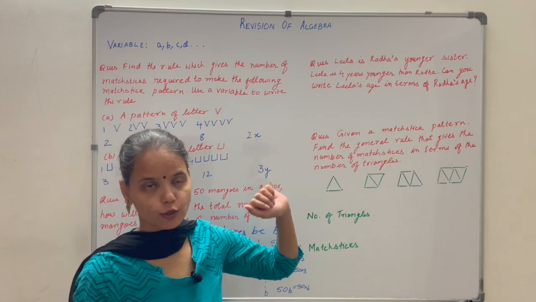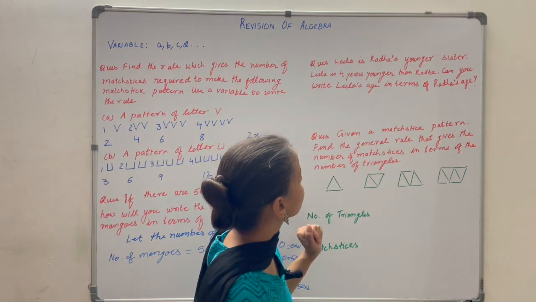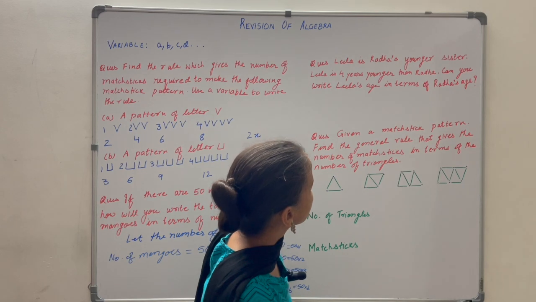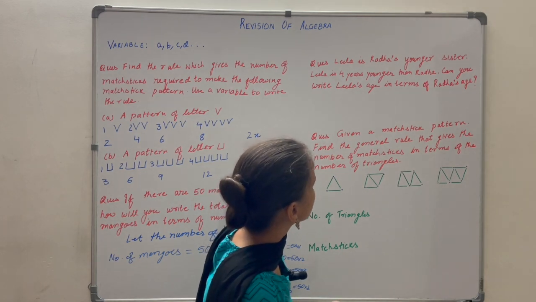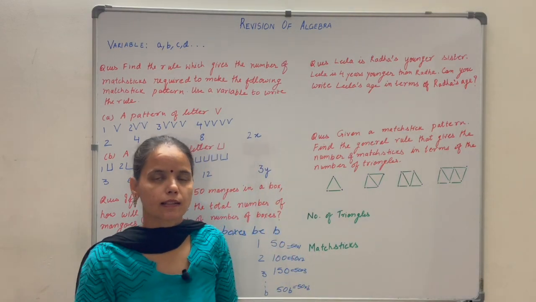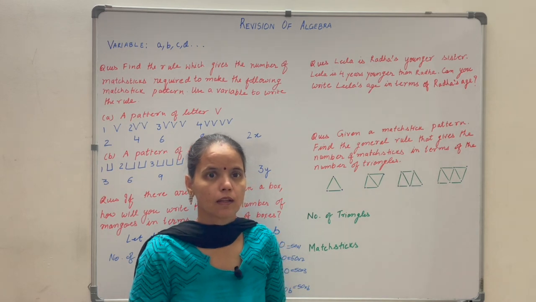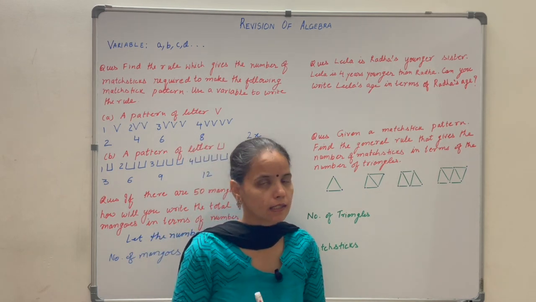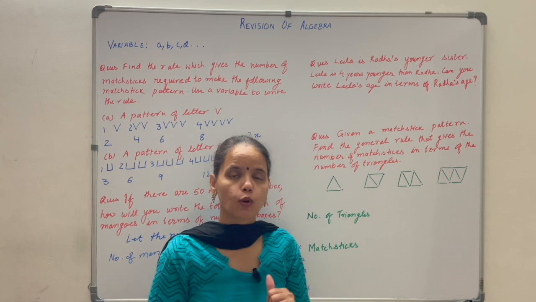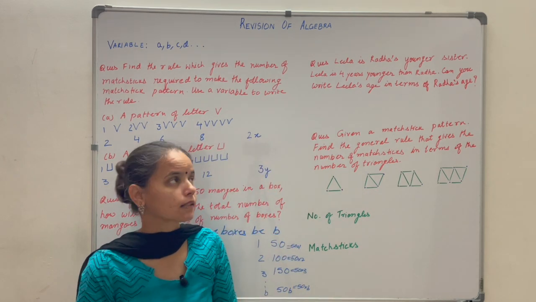Now let us take this question. Leela is Radha's younger sister. Leela is 4 years younger than Radha. Can you write Leela's age in terms of Radha's age? So Leela is younger than Radha. How much younger? 4 years younger. Suppose your present age is, say, 10. 4 years ago, how much was your age? You have to subtract 4. So that is 6 years.